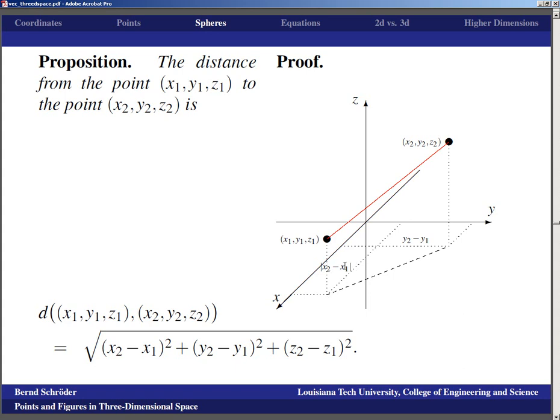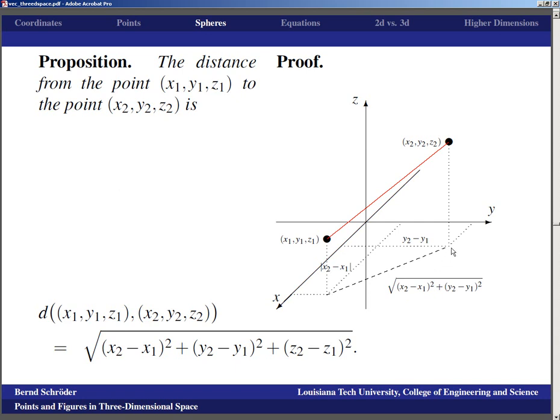This line has length absolute value of x2 minus x1. This line here has length absolute value of y2 minus y1, which means by Pythagoras' law, this is this length squared plus this length squared, and then we take the square root. So this is the square root of (x2 minus x1) squared plus (y2 minus y1) squared, and we take the square root of the whole thing.